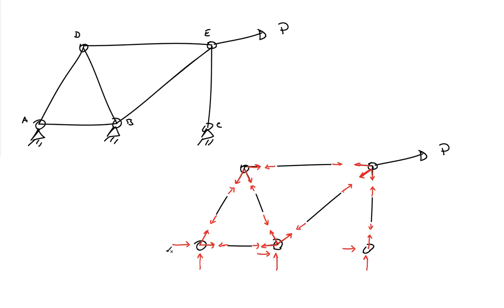So if we start, I'll just start labeling them. We have the reaction forces from the pin support at A, so I'll call those AY and AX. I also have BX and BY. Those are the support forces from the support at B. And I also have CY and CX. So those are all unknowns in my system.